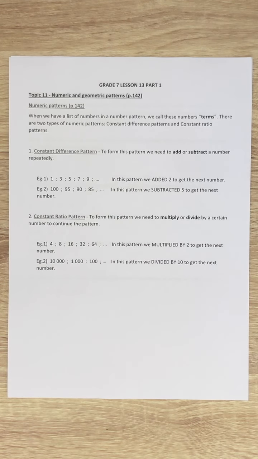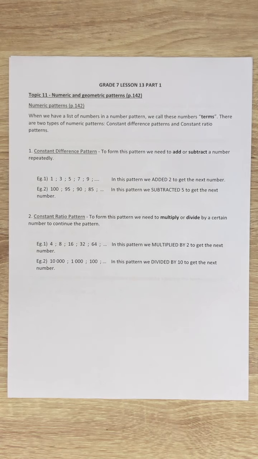So, numeric patterns. When we talk about a number pattern, we call the numbers terms. So it's basically a list of numbers where we use a rule to find the next number. When we have a list of numbers in a number pattern, we call these numbers terms.